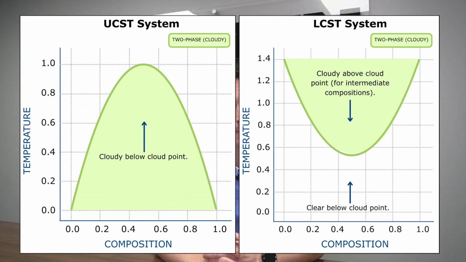There are systems that exhibit a lower critical solution temperature, where the solution is clear below the cloud point. If you heat it up to above the cloud point, the phase separation begins and it becomes cloudy. Other mixtures exhibit an upper critical solution temperature, where the solution is clear above the cloud point. Cool it below the cloud point and it becomes cloudy. Cleaning chemistries can come in either variety, depending on their formulation.